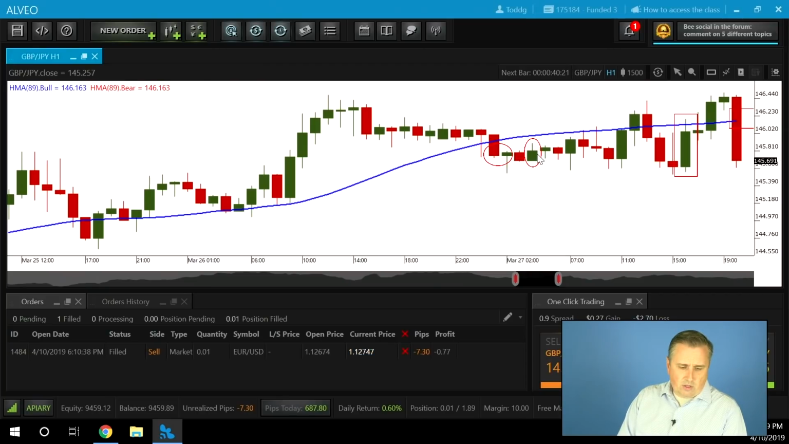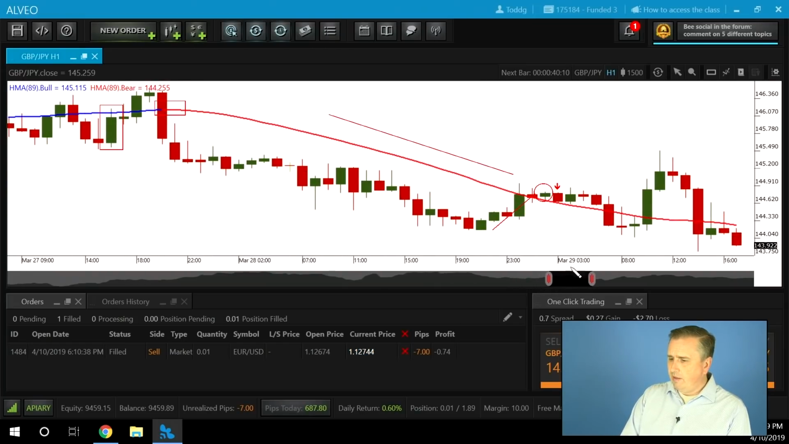So we want to make sure that we're only taking directional trades that are confirming the direction still when it's below that line. If it's a red moving average and the price is above it, then I only want to trade when I have a red candle here.